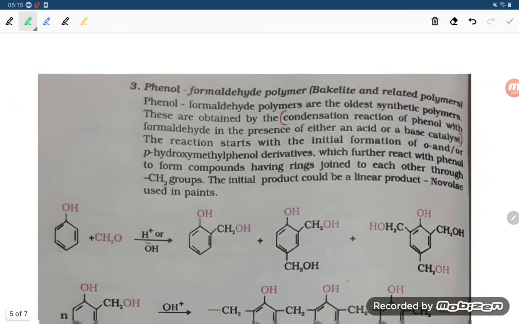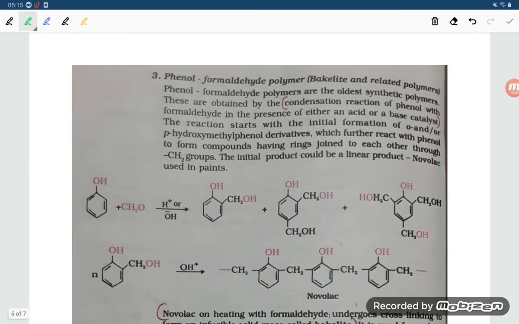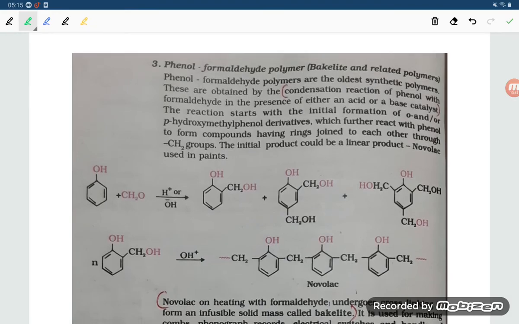Let us have a look at it, student. Another example of condensation polymerization is phenol formaldehyde polymers, also known as Bakelite and related polymers.